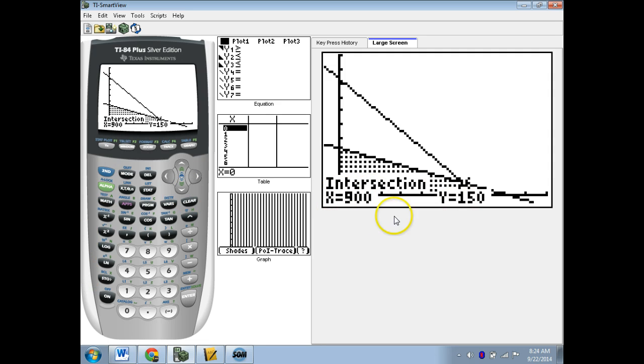Okay. So then we can maximize our profit from that. So that is the graphing tutorial on how to graph systems of inequalities using your graphing calculator if you choose to do those. All right.